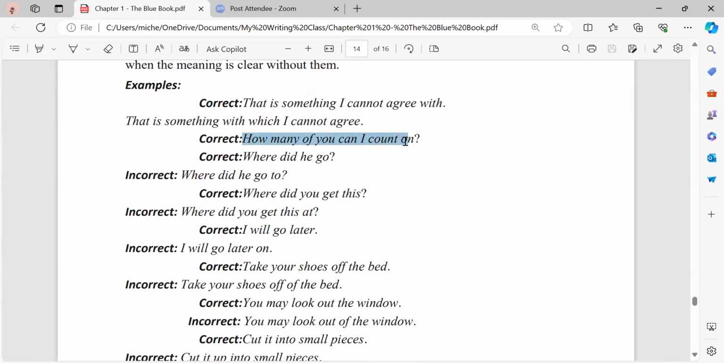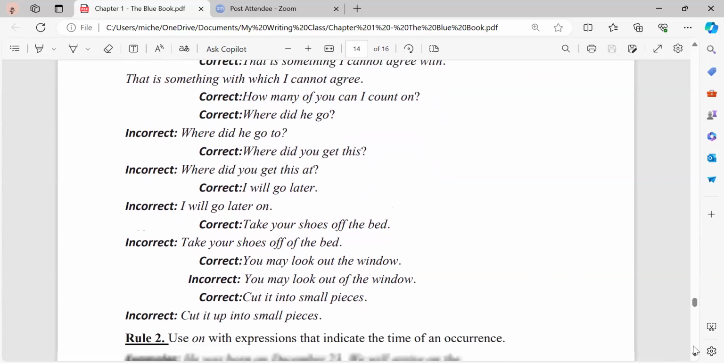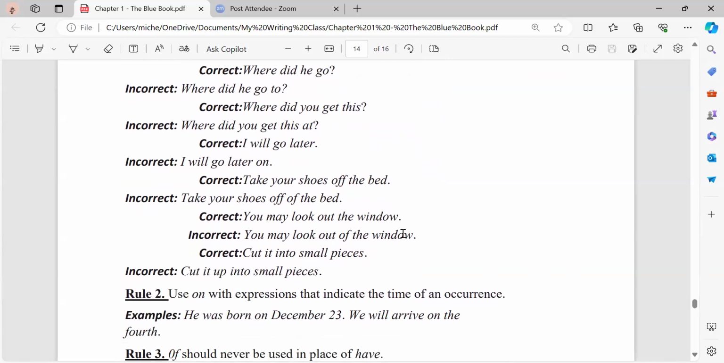So how many of you can I count? This is not really clear, so that is why we add on right there. Therefore the sentence is correct. So where did you get this? Where did you get this at? The at right here is not necessary. It's kind of redundant, so we can eliminate that. And where did you get this? It sounds clear without the preposition. So now we have, I will go later. It's already clear, and I will go later on. We can remove the on.